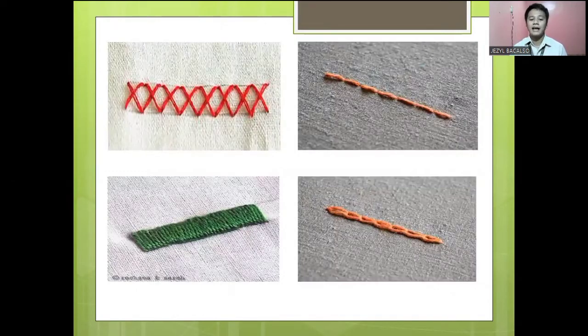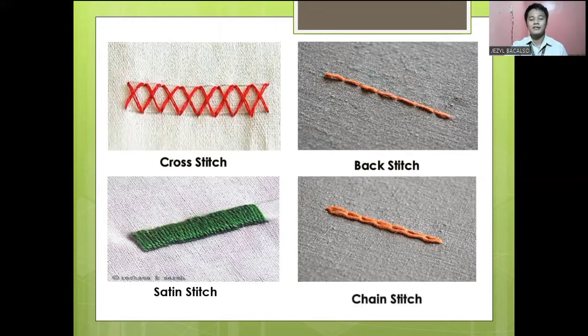So anyone from the class can guess the number one picture. It is a kind of embroidery stitch. Yes, Ms. Cudino. Very good. It is cross stitch. How about the second picture? Ms. Sagatao. Very good. It is back stitch. How about the third photo, Ms. Sephra? Very good. It is satin stitch. How about the last picture, Ms. Katubig? Very good. It is chain stitch.